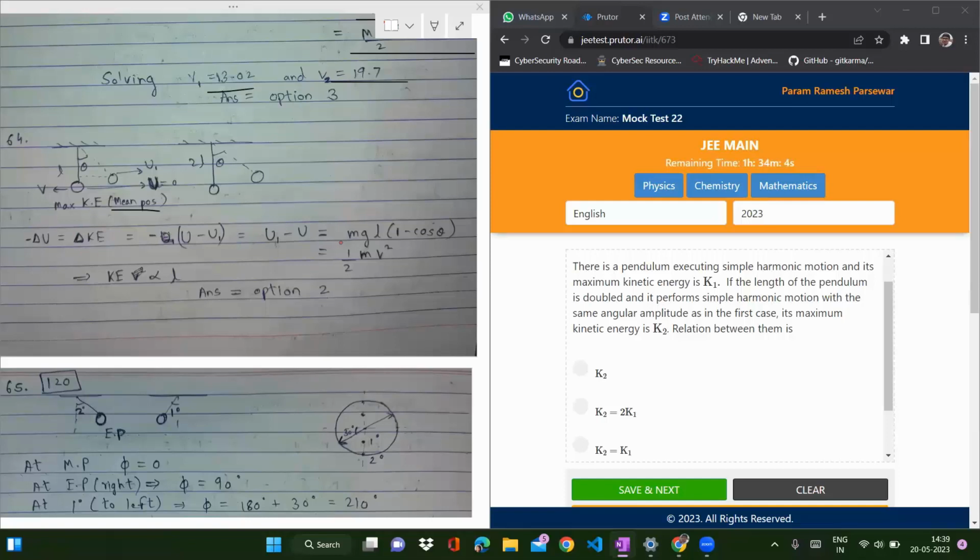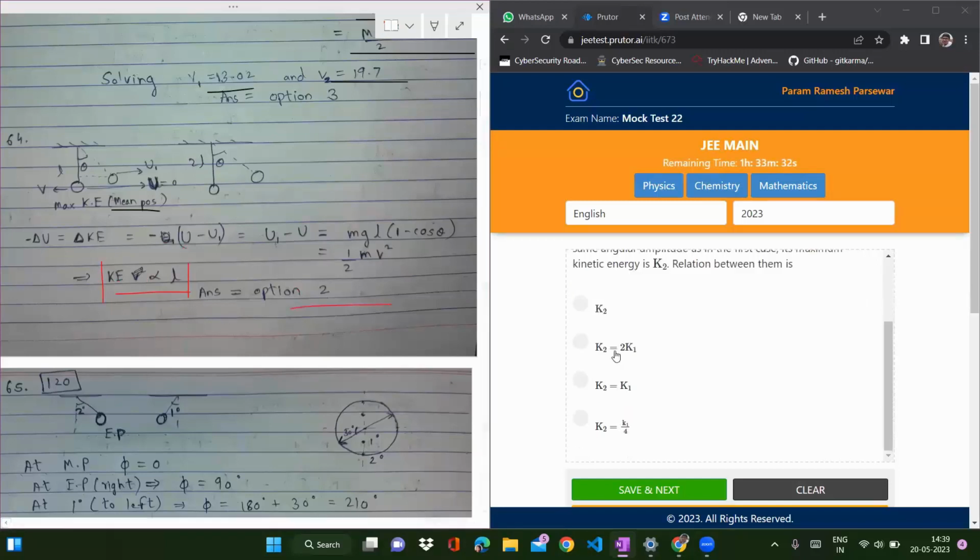So the kinetic energy relation comes out to be mgL(1 minus cos theta), which is nothing but the negative of the change of the potential energy, which will be equal to the work done by gravity, and this work done will be equal to the change in kinetic energy by the work energy theorem. So by this relation, we get that KE is proportional to L. So as K is proportional to L, if the other factors are kept constant, then if L is doubled, K will also double. So we get the answer to be option 2, which is K2 equals 2K1.